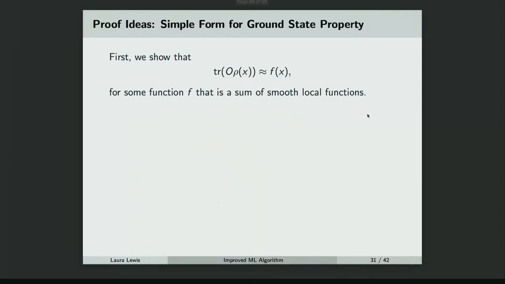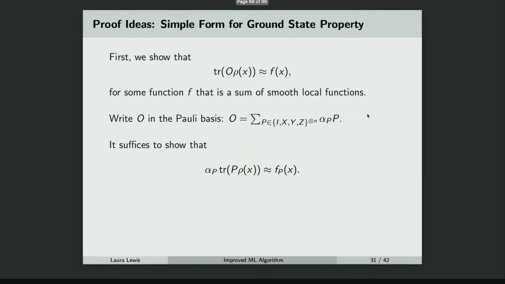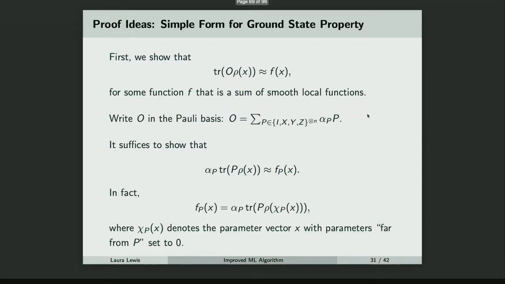So to formalize it a little more, we again write O in the Pauli basis. And it suffices to show here that alpha p, the Pauli coefficient here, times trace P rho of x is approximated by some f_P of x. This is exactly the smooth local function that I was saying f is the sum of. We can see that it suffices to show this because if we sum on both sides over the Paulis, then this turns into trace O rho of x, and the right side turns into f of x. So f of x is exactly the sum of these f_P of x. And how is f_P of x defined? Well, it's actually just the ground state property that we want to predict for this specific Pauli P, but where the parameters for the ground state are set to zero if they're far from P.